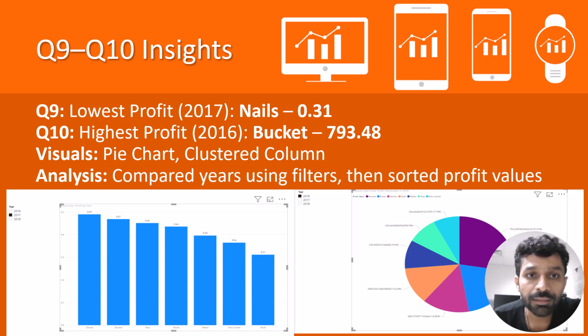For question 10, we did the opposite. We found the year with the highest total gross profit, then identified the most profitable product within that year using another pie chart. This visual helped us make a quick comparison and answer both questions clearly.